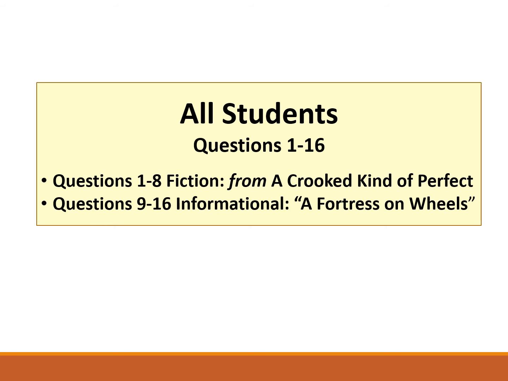Now we're moving into our next data set, which is how students performed by SE, or student expectation. Remember that all students completed questions 1 through 16: one fiction selection, questions 1 through 8, from A Crooked Kind of Perfect, and one informational selection, questions 9 through 16, titled A Fortress on Wheels. So let's take a look at the SEs that were tested for questions 1 through 16.